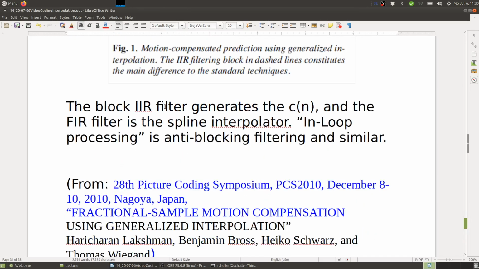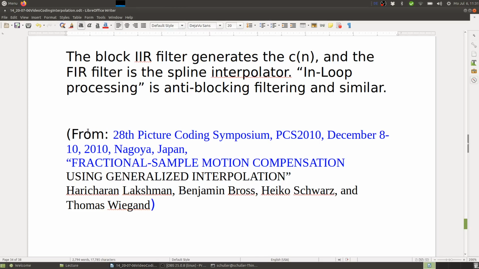Yeah, so the block IIR filter generates the C of n, and the FIR filter is the spline interpolator. In-loop processing is anti-blocking filtering and similar. So you can also read more about it in this paper here, Fractional Sample Motion Compensation using Generalized Interpolation. Not quite sure why this is blue. And this is from 2010, from the 28th Picture Coding Symposium, PCS 2010.